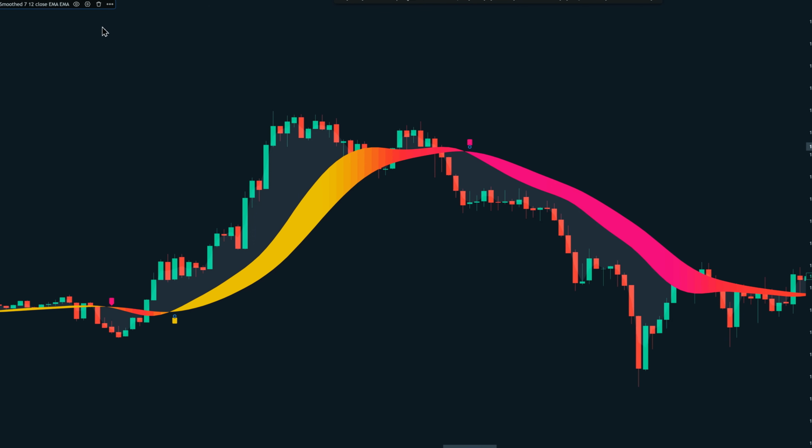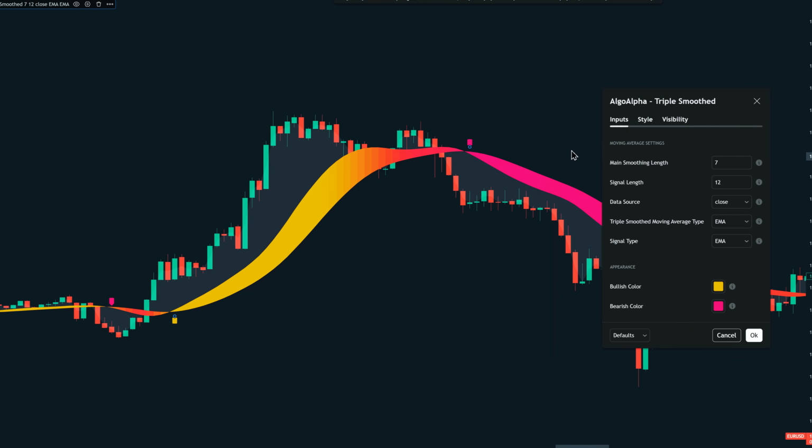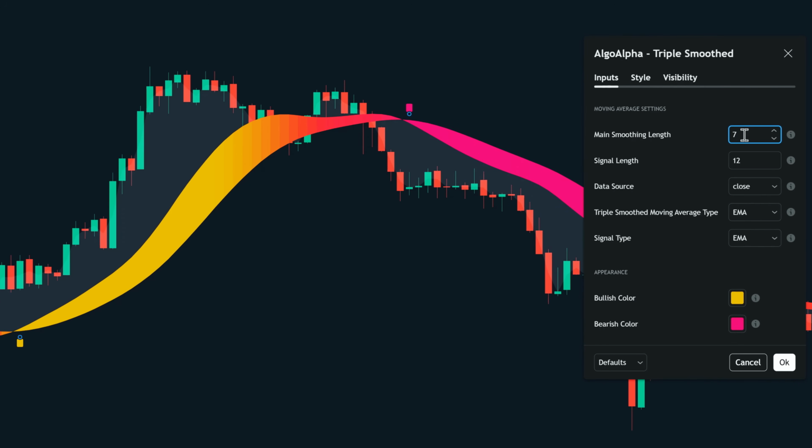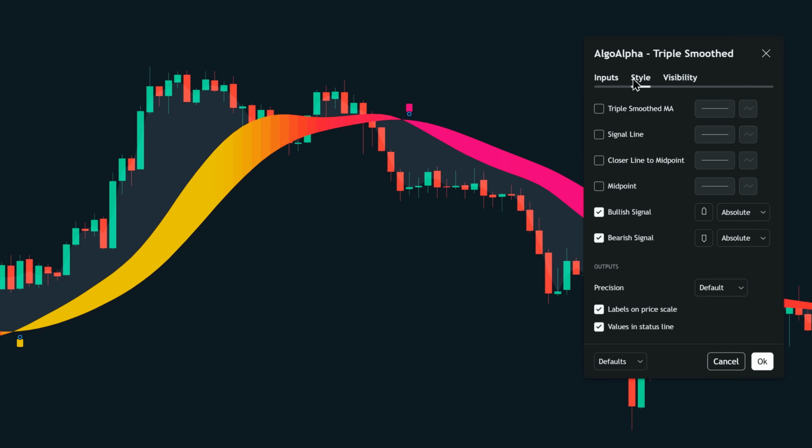If you head into the Settings tab, you'll see a lot of customizable options. There's the main smoothing length, which controls how sensitive the triple smoothing calculations are, essentially, how quickly the indicator responds to changes in price. Then there's the signal length, which affects how sensitive the signal line is. You also get to choose the data source you want to use, like the close price, and select the moving average type for both the triple smoothing process and the signal line calculation. Down in the Style section, you can further tweak the look of your indicator by adjusting colors or toggling various visual elements on or off. For now, I'm just going to stick with the default settings and click OK.